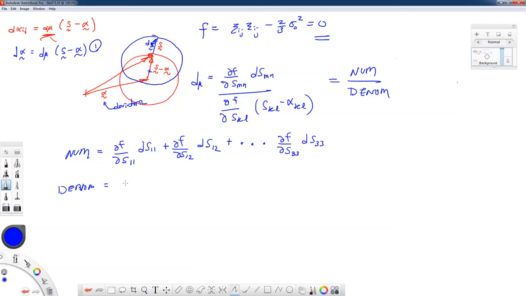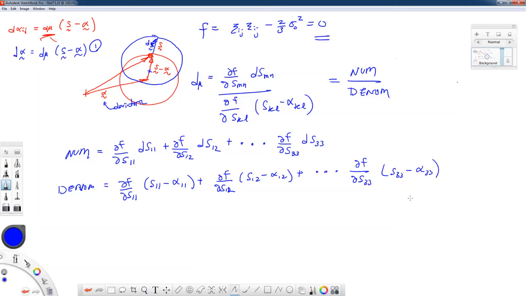In the denominator is similar terms: partial of f with respect to s11 times (s11 minus alpha 11), partial of f with respect to s12 times (s12 minus alpha 12), and so forth. We get the 9 terms, so we get to the partial of f with respect to s33 times (s33 minus alpha 33). Okay, so we have all of those terms in there.